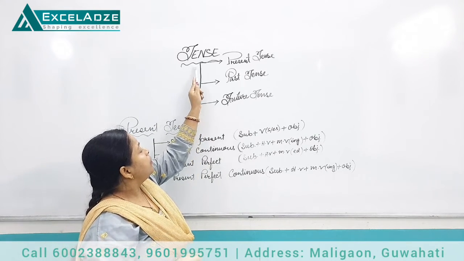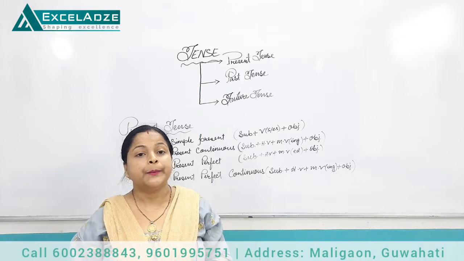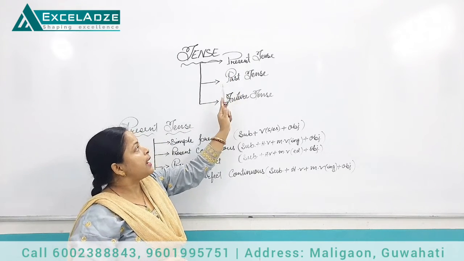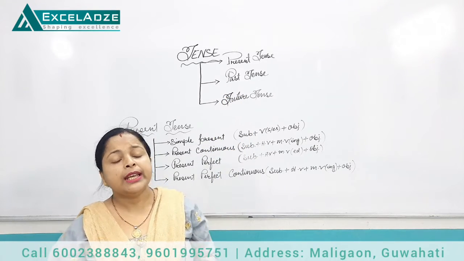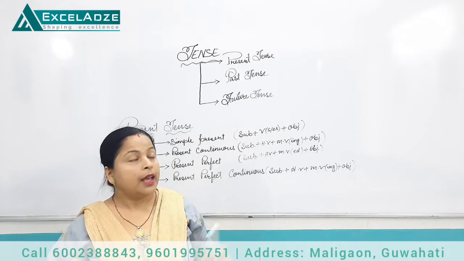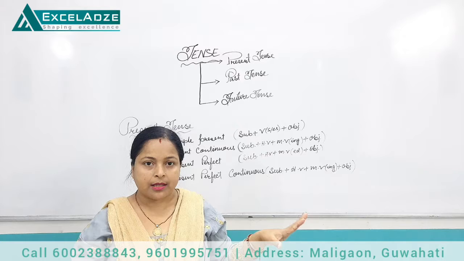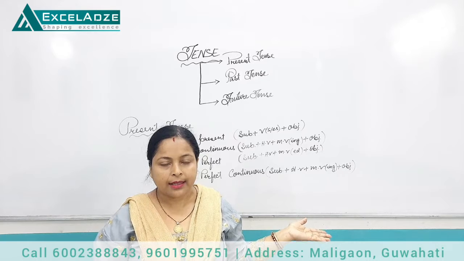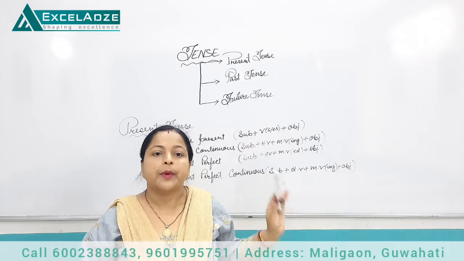Now we will see the kinds of tense. How many kinds of tense are there? There are mainly 3 kinds of tense. First one is present tense, second one is past tense, and the third one is future tense. Now in Hindi we call it present tense means Vartaman Kal, past tense means Bhoot Kal, that is happened earlier, that is finished. The action that is finished is past tense.